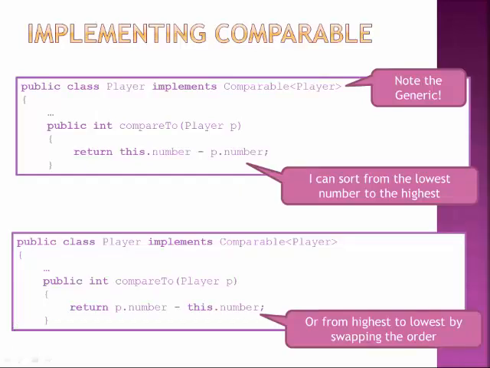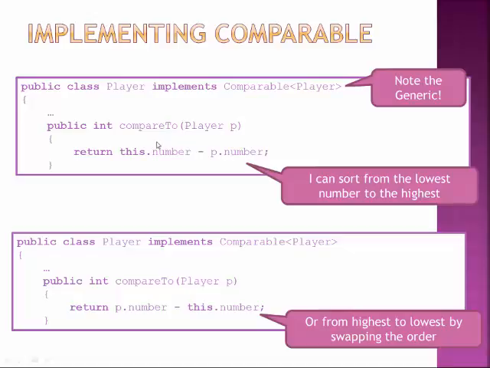So the comparable implementation is normally, again, very simple. If I'm going to compare two players, in the player class I implement the comparable interface, which means I have to have the compareTo method overridden or implemented somewhere in that class. And so I compare to another player. Again, normally this class is going to match this class and compare to another player.